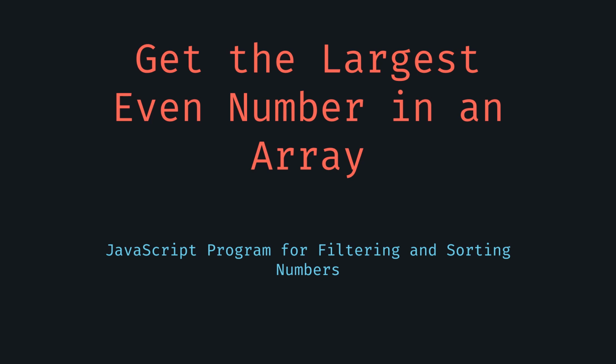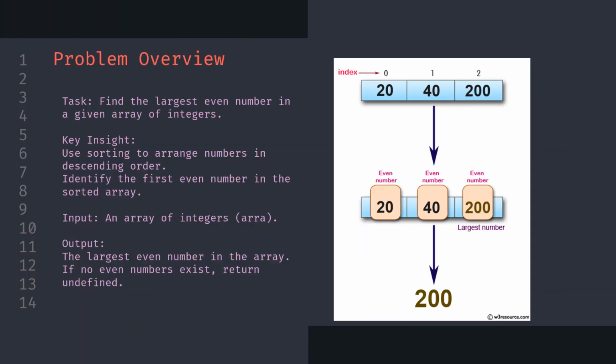In this session, we'll learn how to find the largest even number in an array of integers using JavaScript. Let's dive in. The goal is to identify the largest even number in an array. For example, in the array of 20, 40, and 200, the largest even number is 200.